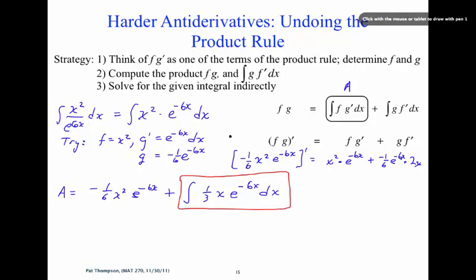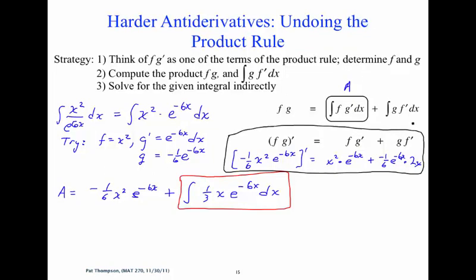So this thing here is just like a check, and it also tells us what g f prime is. But in terms of solving the problem, we're using this first one, right? This is what we're solving for. So it's going to be fg minus this hopefully easier integral. Okay?